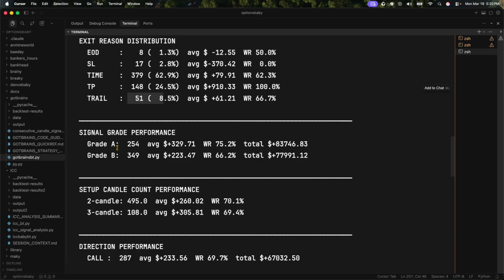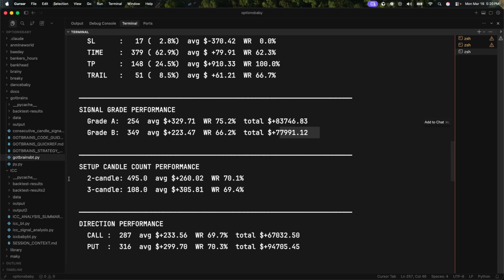And again, we're only taking A-B grades, right? Out of our A-B grades, of course, A would be higher, and then B is just slightly below. And then I also wanted to gauge out of the 2 candle and 3 candle setups, which one is better. And you can see here the 2 candle setup. So what does that mean? We're going to wait for 2 reds and then bounce on the next green.